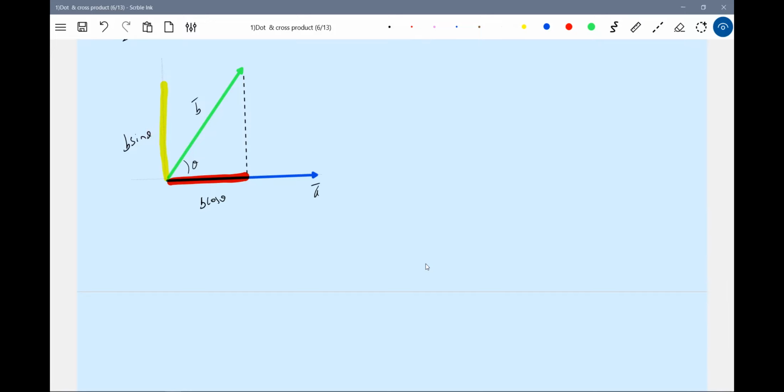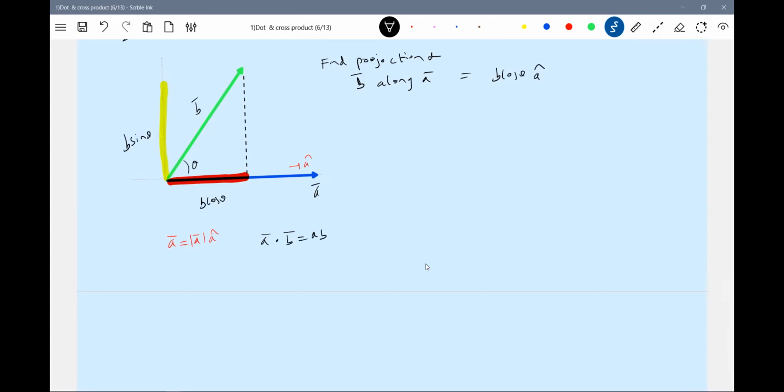Then, okay, let's do one thing. There will be unit vectors. A cap. So what is A cap? We will define A bar is equal to mod of A bar into A cap. How to get the projection of a vector? Projection of vector B along A bar. So what is our question? Find the projection of B bar along A bar. Sorry, it should be B bar along A bar. Projection of B bar will be a vector quantity. So how much is it? B cos theta into A cap. And we know the other side, A bar dot B bar equal to A B cos theta.